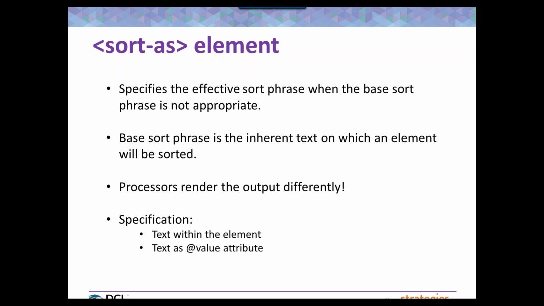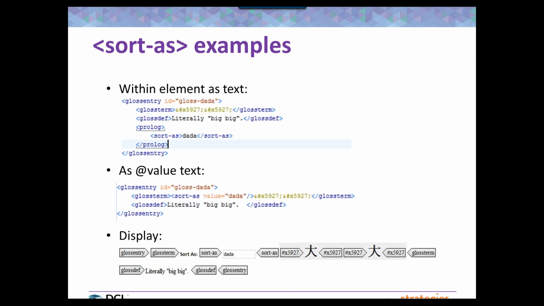Now, you can specify the sort as element in two different ways. You can do it using the text within the element, or you can use it as a value attribute. And I'm going to show you these two examples.